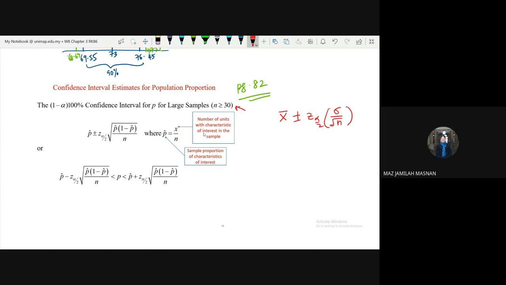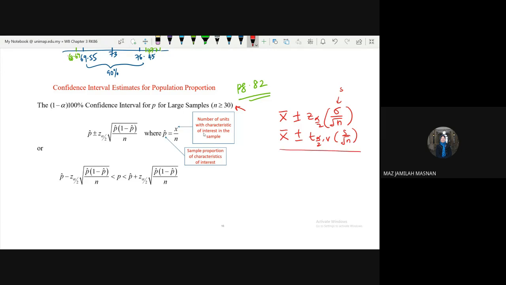Or if your sigma is unknown and your n is greater than 30, you are going to use your sample standard deviation. But if your sigma is unknown and your n is less than 30, you will have to use plus minus t alpha over 2 with s over square root of n.